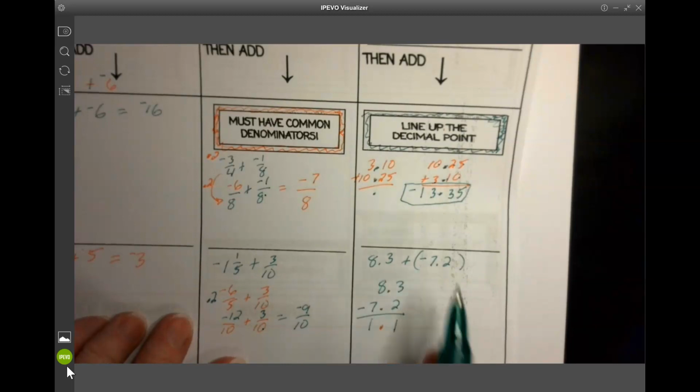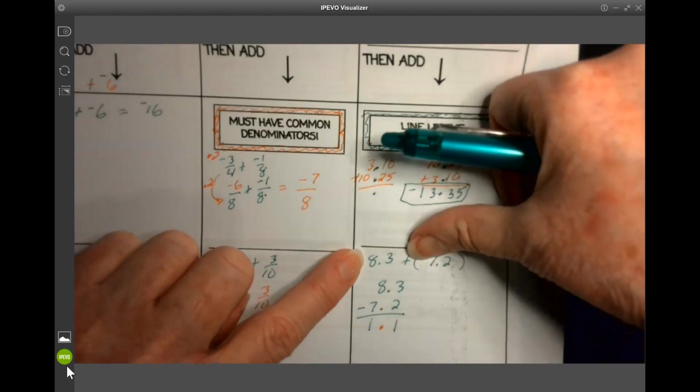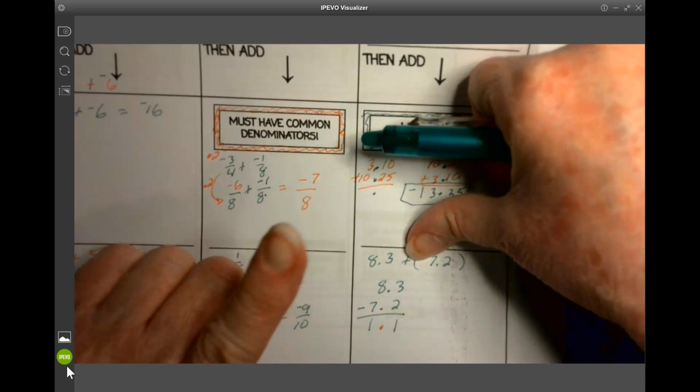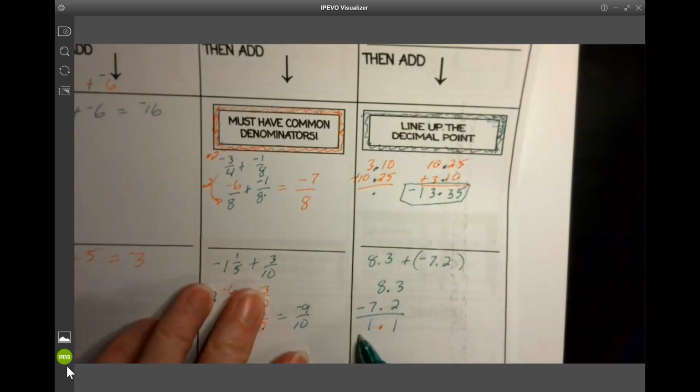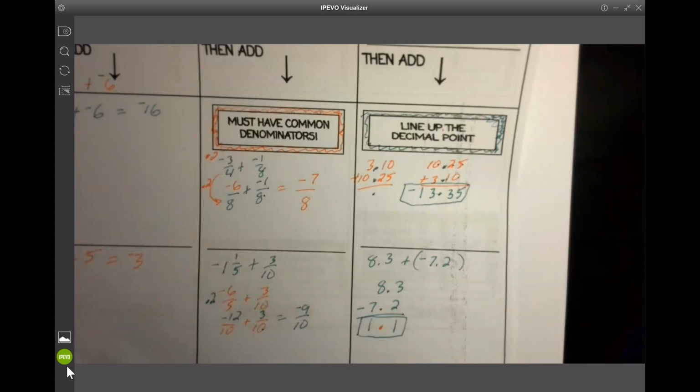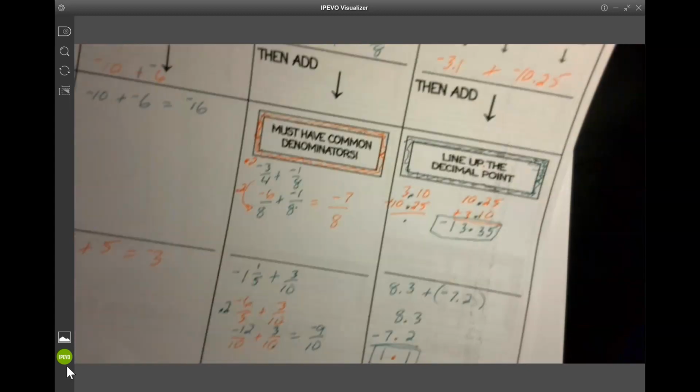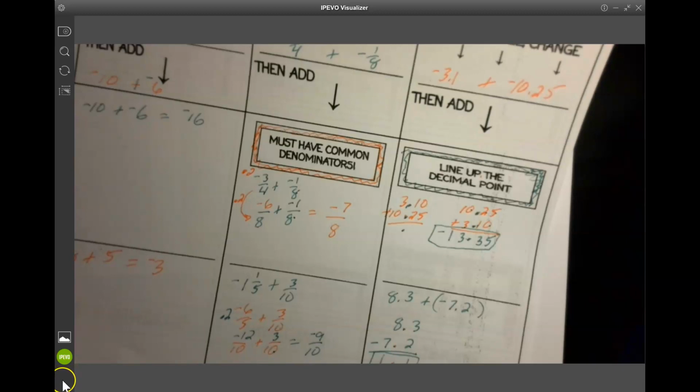Look back at the original problem. Okay? Which is bigger, the 8.3 or the 7.2? 8.3, so I take the sign of the 8.3, which is positive. So there is my answer. Okay? Make sure you have all those notes. If you need to, pause the video and get them.